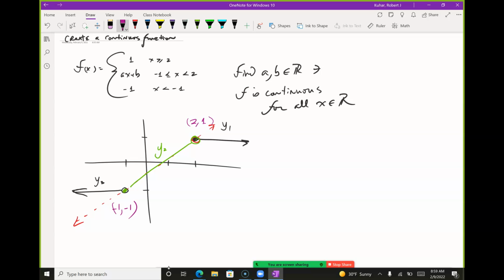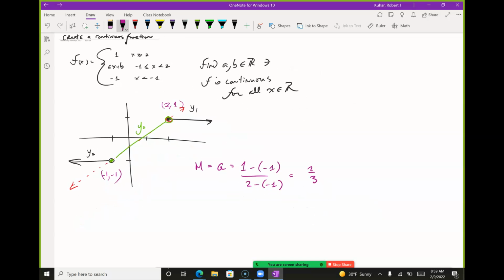So I'm just trying to find the slope and the y-intercept, right? First of all, I know the slope, which is really the value of a in ax plus b, is 1 minus -1 all over 2 minus -1. So it looks like 2/3. Yeah, we're okay here.